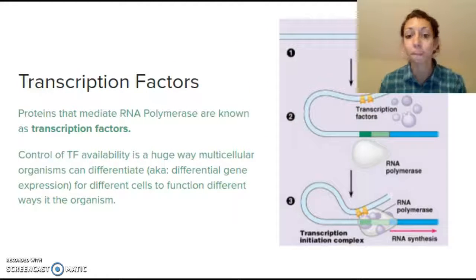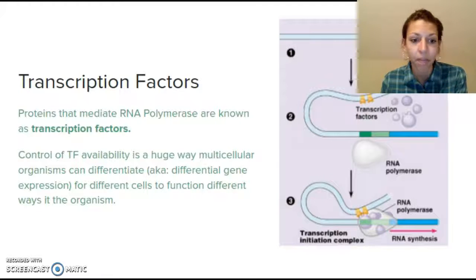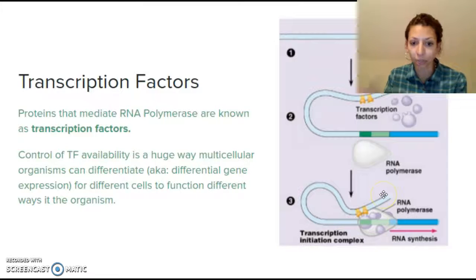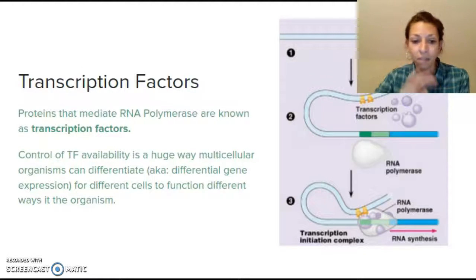Now, these are special proteins that mediate RNA polymerase, and the control of transcription factor availability is a huge way multicellular organisms can differentiate. So this is called differential gene expression, and this is so different cells can have different functions and do different things in the organism. Now, there's a lot of different types of transcription factors and activities, but there's specific sites known as enhancers that are going to bind with our transcription factors and, with our promoters, and these transcription factors can interact with the promoter, and sometimes this can be like thousands of nucleotides downstream, and then we'll have this bending of DNA.